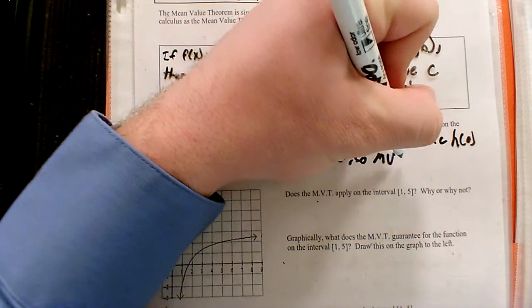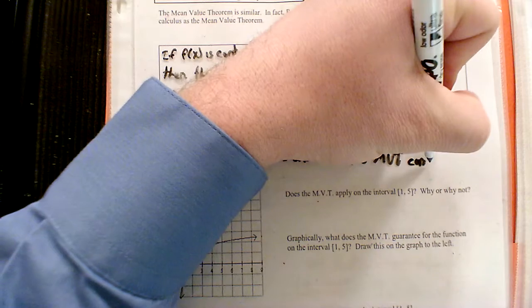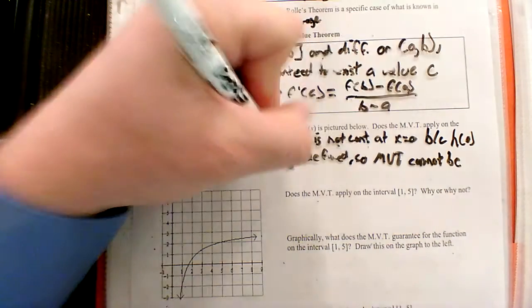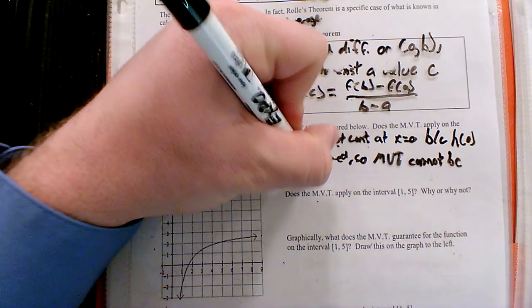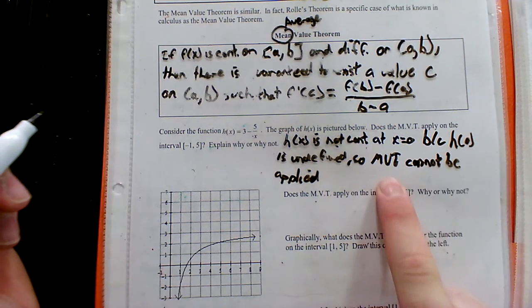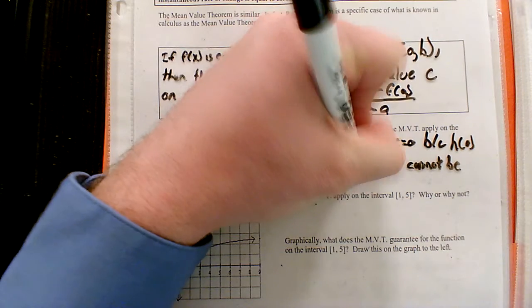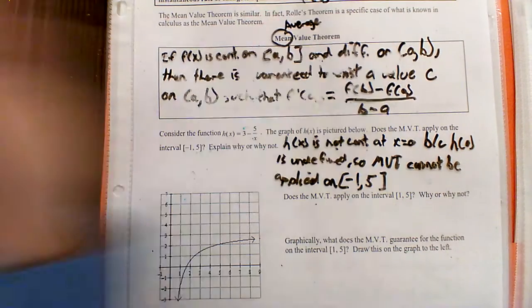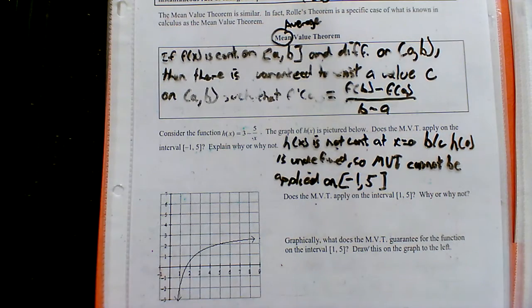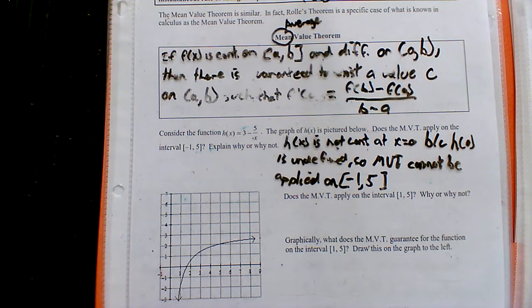So MVT, mean value theorem, cannot be applied. Now it's important for this problem, because they're going to be asking multiple parts, to say the mean value theorem cannot be applied on, and list the interval, -1, 5. Because it's possible, if you have a different interval, that we could use it. But the interval they specifically gave us right here has the value 0 in it, and it's undefined. So we cannot use -1 to 5 as our interval.